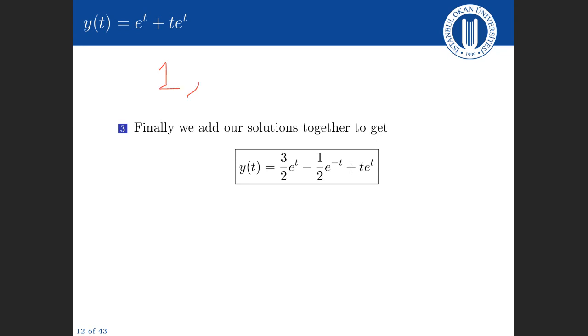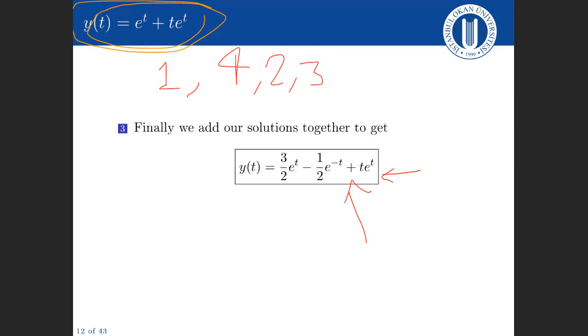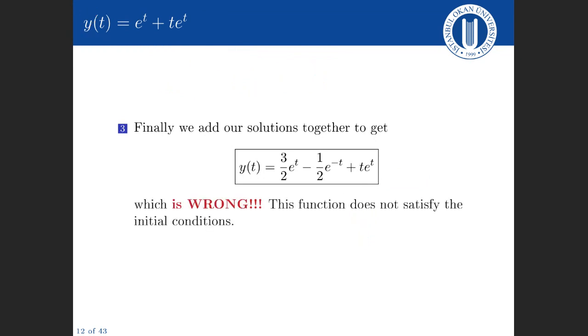I did step one, then step four, then step two, and then step three. And I found this answer. But this, of course, is wrong. You know the correct answer because I've written it at the top. Why is it wrong? Because after we add on the plus t e to the power of t, it no longer satisfies the initial conditions.